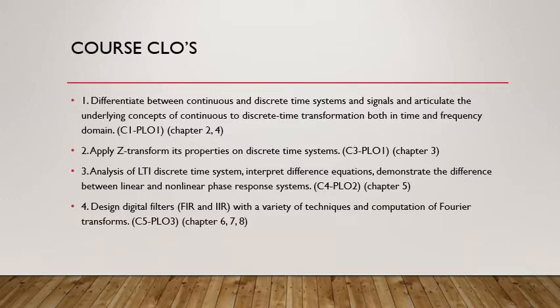In the third course learning objective, we will analyze LTI discrete time systems, interpret difference equations, and demonstrate the difference between linear and non-linear phase systems. This will be from chapter number 5, and this is going to be C4 level. So the cognitive level is 4. We are going to do analysis in this chapter, and the program learning objective is PLO2. Finally, this is from another book, chapter 6, 7 or 8.